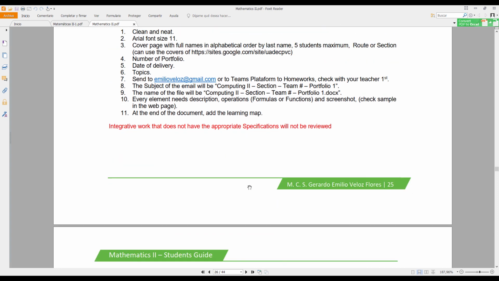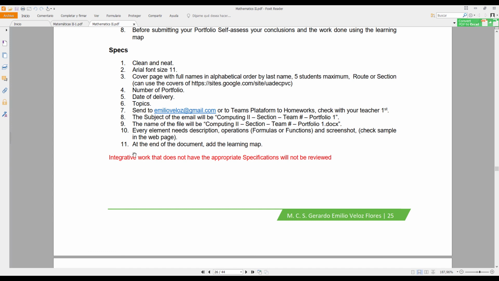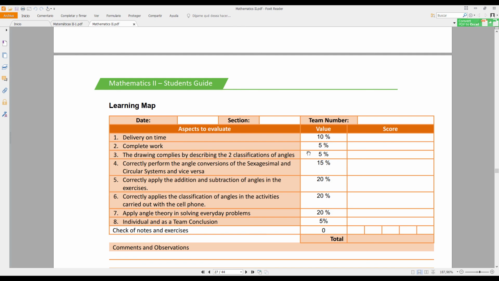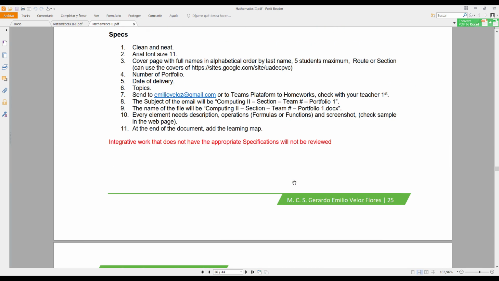And this is all. You need to add the learning map table to the work.